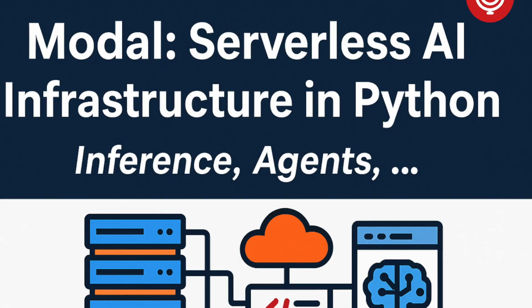That convergence, where the line between application code, infrastructure configuration, and operational deployment dissolves entirely, that's where the next exponential leap in AI development velocity is going to occur.